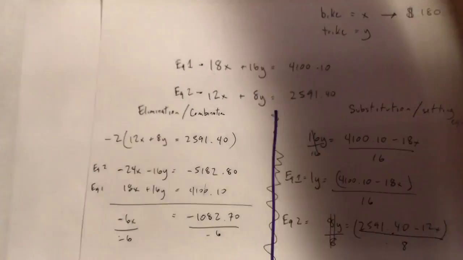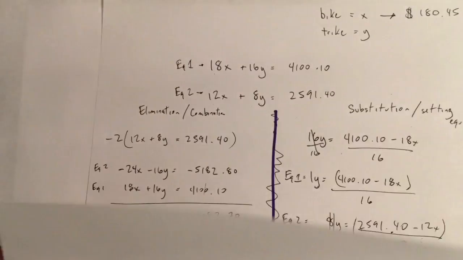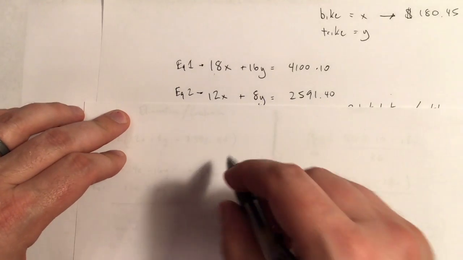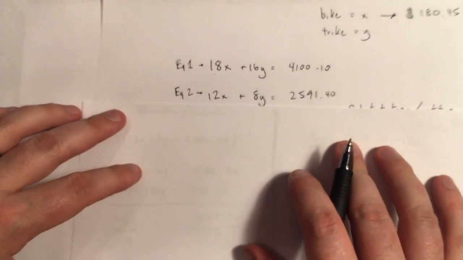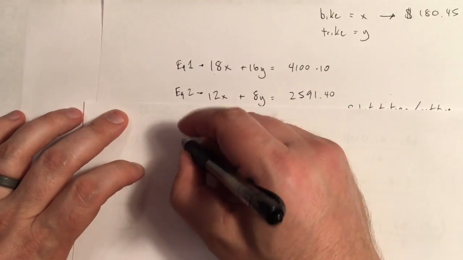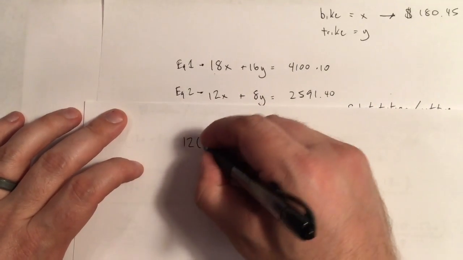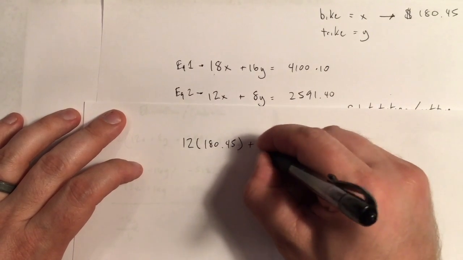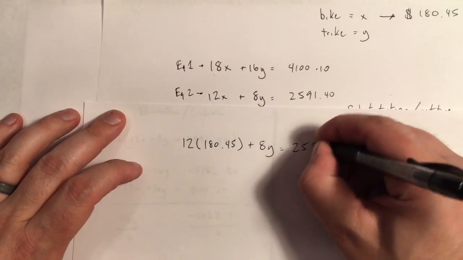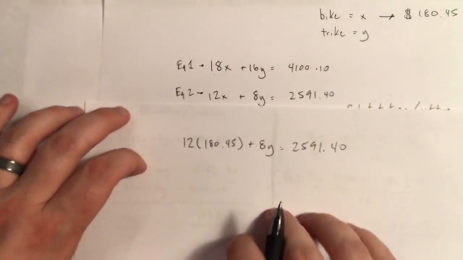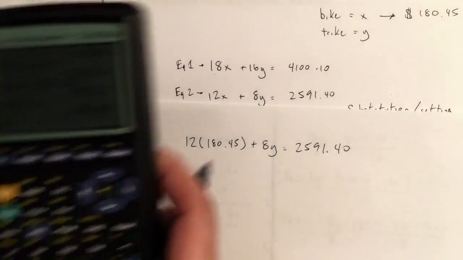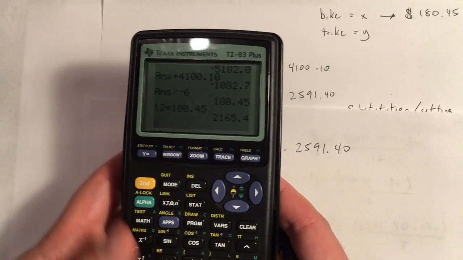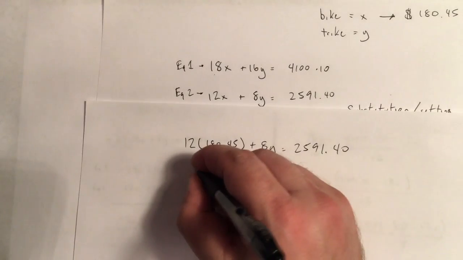So here, I'll do that on a second piece of paper. Lots of paper here. Okay. So I'm going to choose to plug into equation 2, but if we do it correctly, it shouldn't make a difference. So instead of 12x, I'm going to say when x is equal to 180.45 plus 8y equals that. If I distribute that, 12 times 180.45 is $2,165.40.